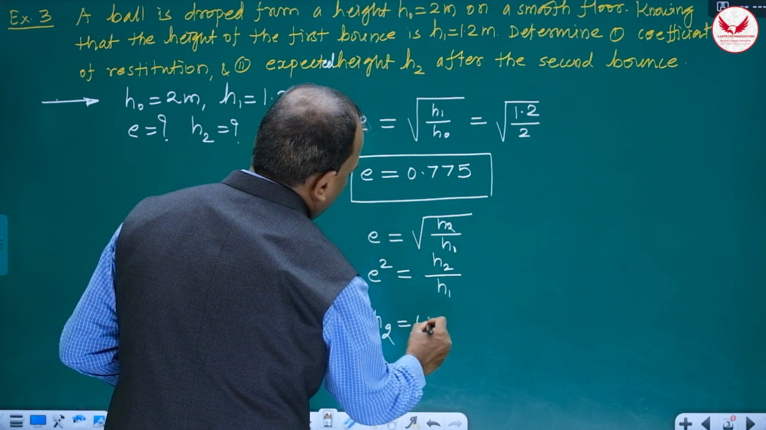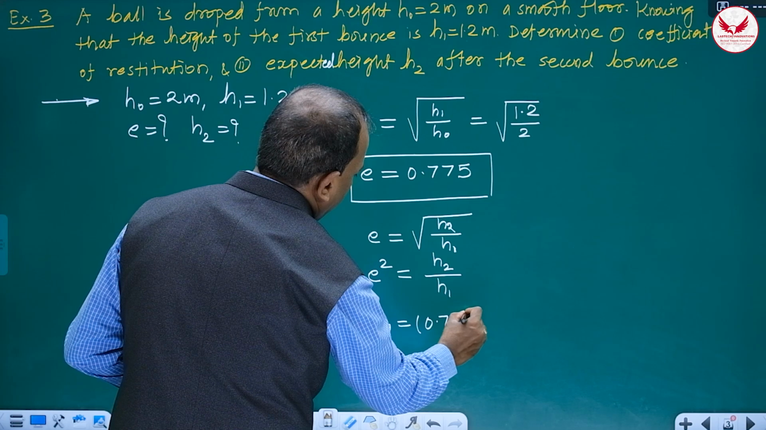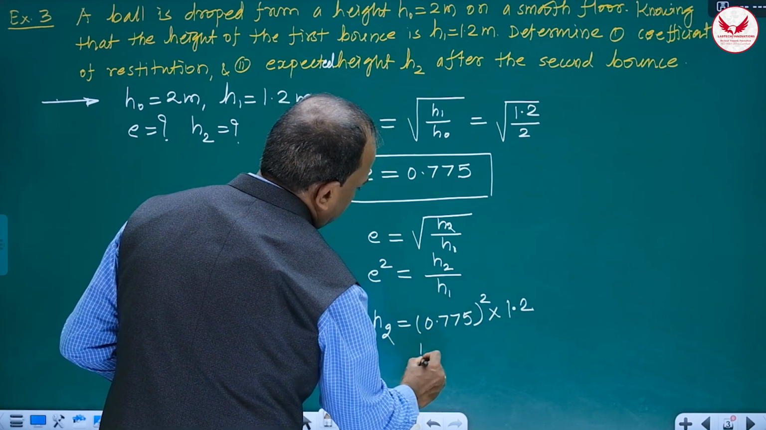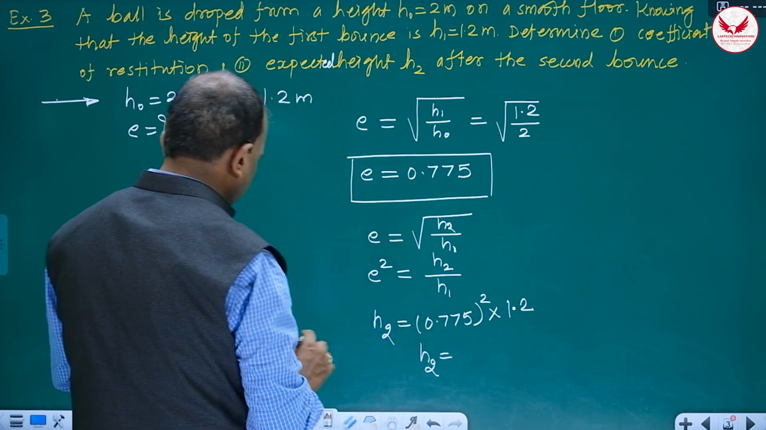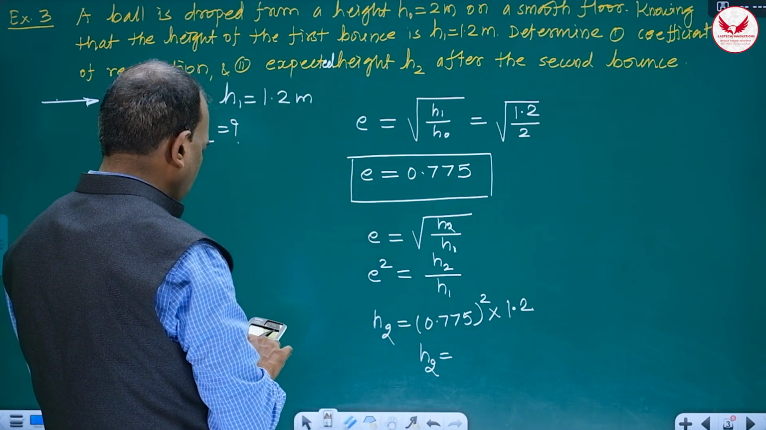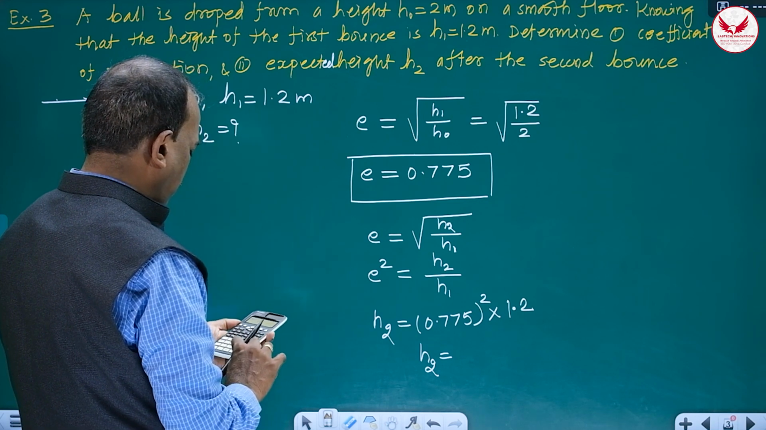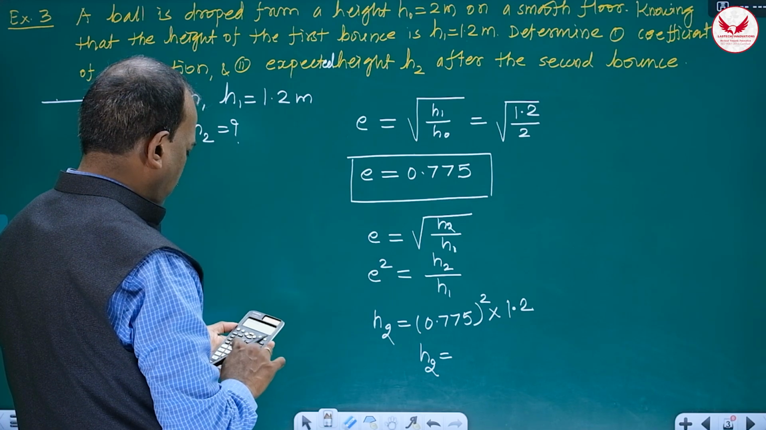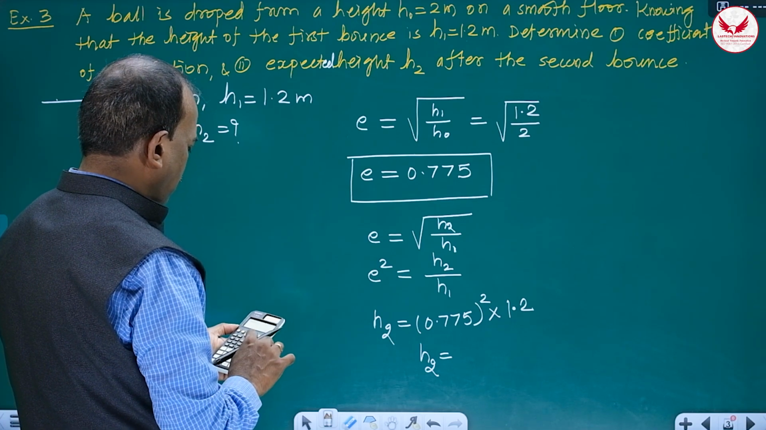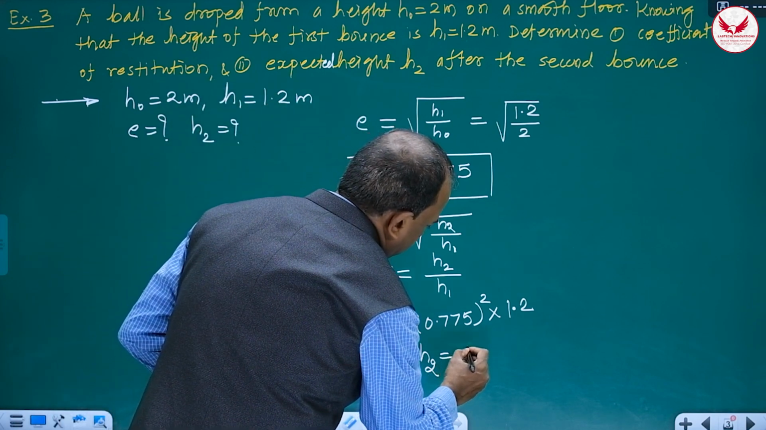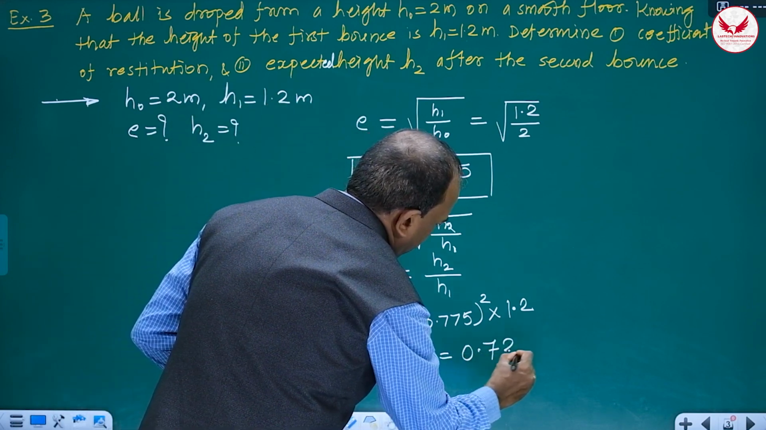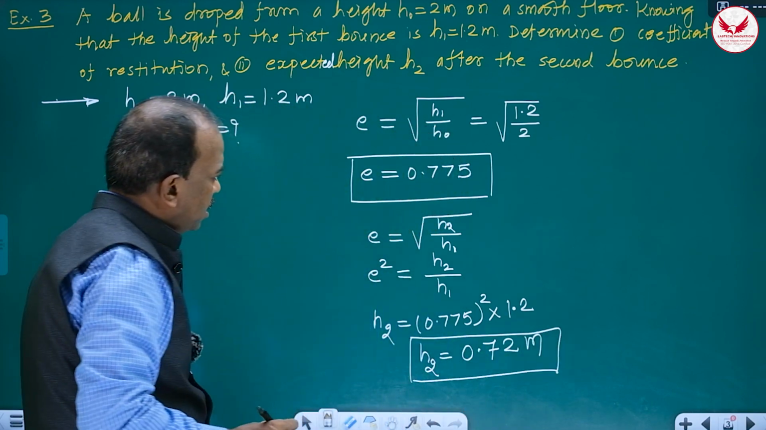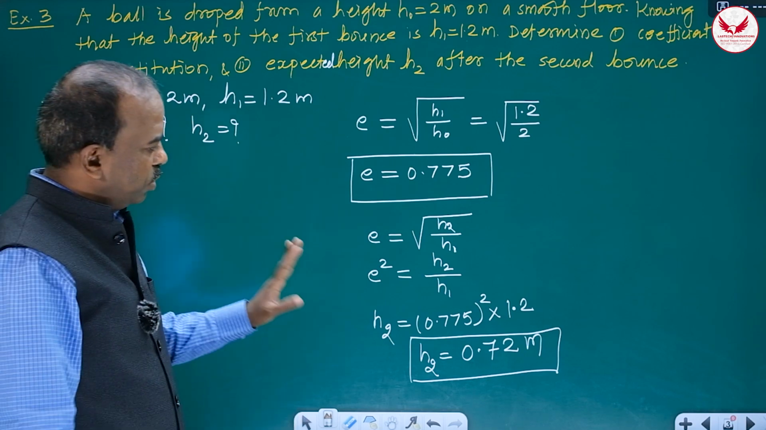E square is what? It is 0.6 square into h1, which is 1.2. Hence we will get h2 also. It is 0.72 meters. See, very simple examples like this we may get on this part, and you should not miss this.